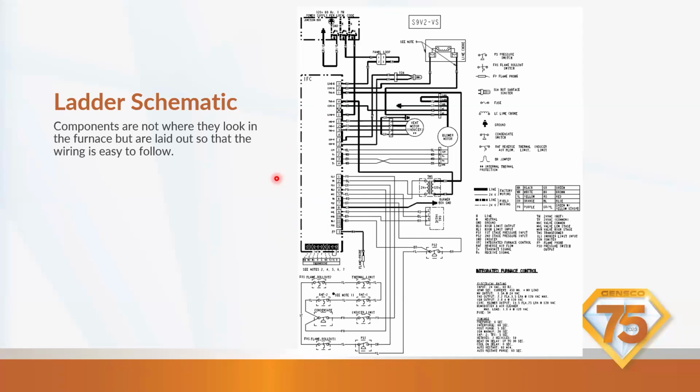If you notice, the wires are all straight out, straight out, straight out. Everything's all to one side. It makes it really easy to see where things are or how they connect. But when you're trying to find a part in a furnace, it does not always help. But it's great for knowing where to go next. Okay, so that's a ladder schematic.